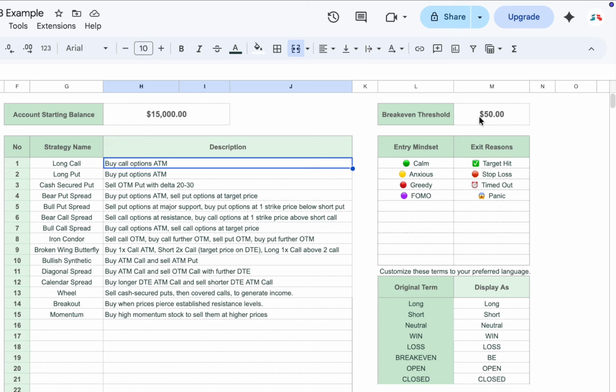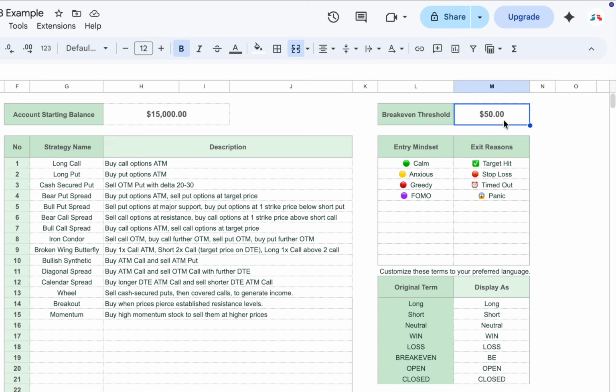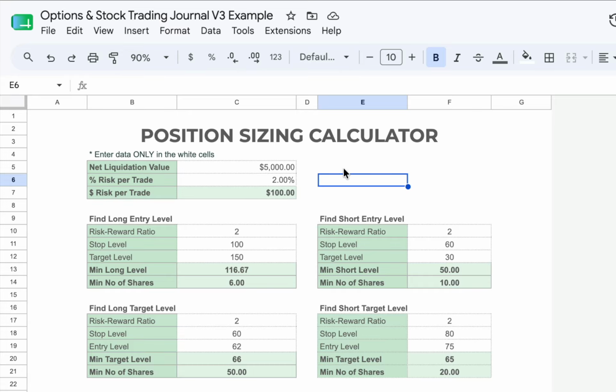For example, you can define a minimum break-even amount. If I enter $50 here, any trade with a profit or loss within $50 will automatically be classified as a break-even trade. You can also customize the drop-down list for entry mindset and exit reason. These fields help you track the psychology side of your trading. By default, you will see options such as long, short, and neutral, but you can easily replace them with your own preferred terms.